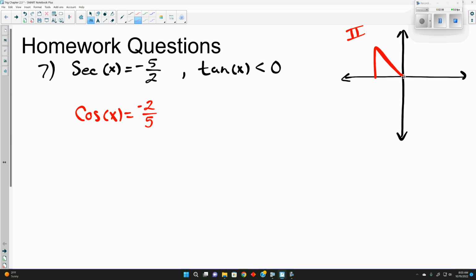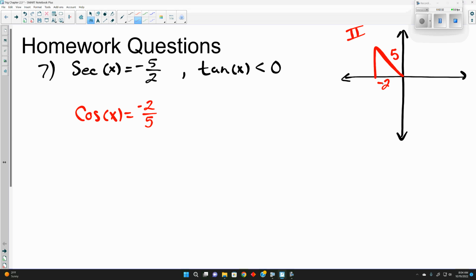Questions on this so far? Now, cosine is adjacent over the hypotenuse. So we have 2 and 5. And the 2 is going to have to be the negative one. Because, again, when we went over this with the coordinate plane, we're on the negative x-axis, positive y, and the hypotenuse is always going to be positive. So that's the negative 2.